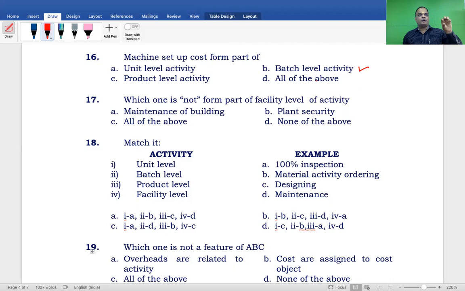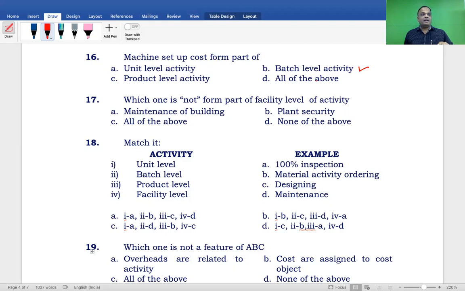Am I right? I am doing advertisement for hammam soap, not for one soap, not for one batch of soap. It's a soap as a whole. Then it comes under product level activity. Even the R&D for the purpose of creating the product also comes under the product level activity. Did you get the point or not?